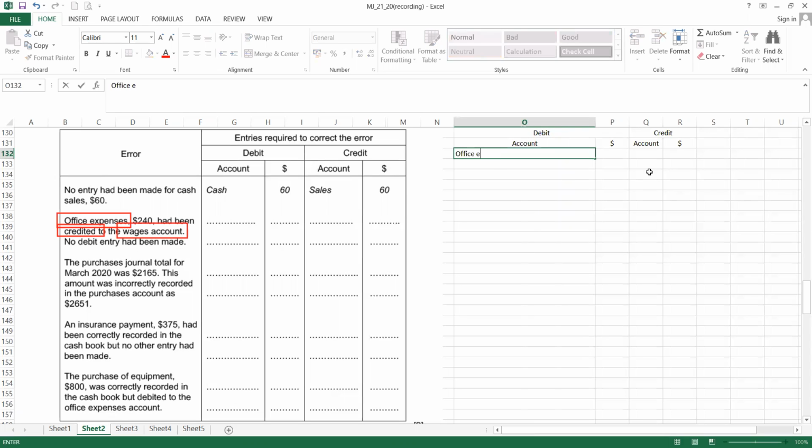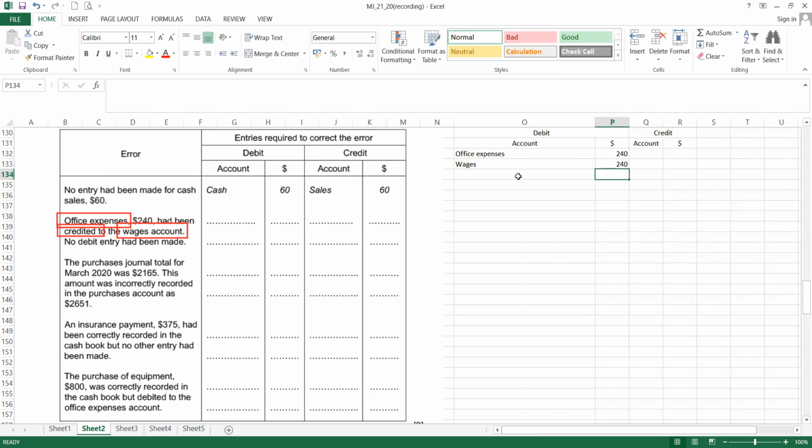Office expenses. So how much is the office expenses amount? 240. But at the same time, we have to reverse the wrong account, which is the wages. So wages wrongly credited, that means we have to reverse it out. We put it into the debit side. Now both are also debit. In this case, it is a one side error. So suspense account comes in. Because suspense takes the 2 amounts, these 2 can add up together, put in total 480.